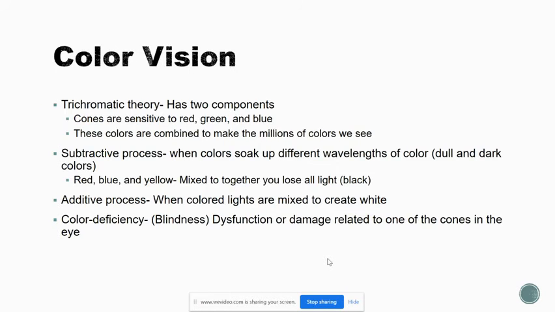I'm just surprised it's green and not yellow, since red, blue, and yellow are the primary colors. Yep. Then there's the subtractive process.